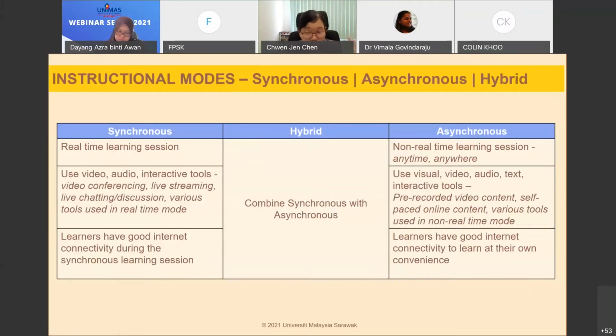So students still need to have internet connection. It's just that they do not have to have a good internet connection during the time that you specify. Okay, they can go through the learning materials or learning activities anytime, according to their convenience. All right. Now, or you want to go for hybrid.